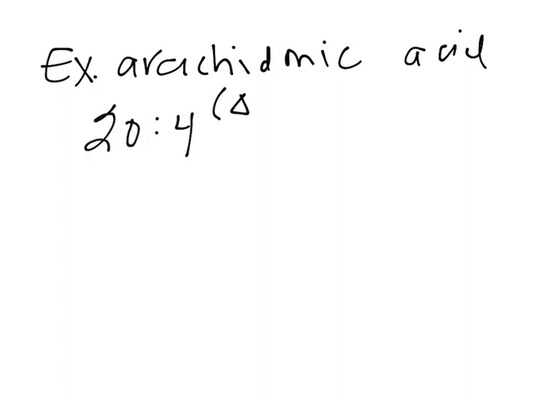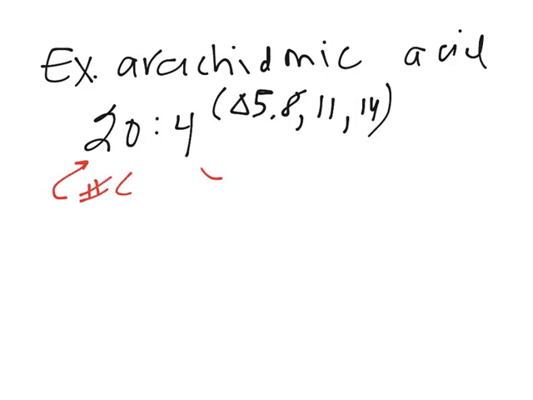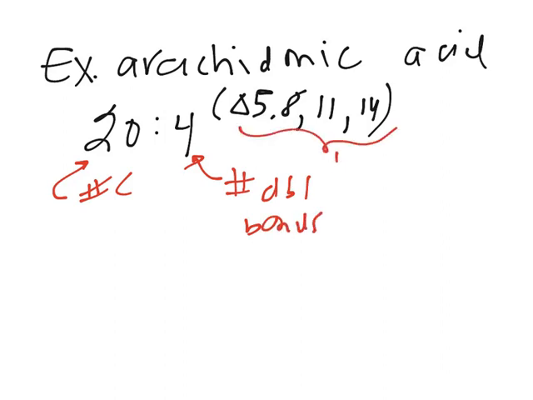And then in the parentheses, we have delta 5, 8, 11, and 14. So again, number of carbons is 20. Number of double bonds is 4. And up here, this tells us the location of those double bonds, specifically the first carbon in each one. So if we were going to draw the structure of arachidonic acid, it would look something like this.